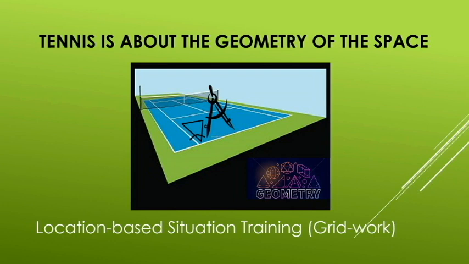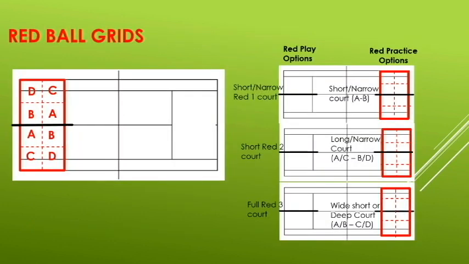One way to construct a system for situation training is to base the situations around locations and space on the court. I like to call this grid work. For red court, the grid allows all sorts of playing and training possibilities. For playing, there are three basic level options, which correspond to the three different levels of red tennis development in Canada.